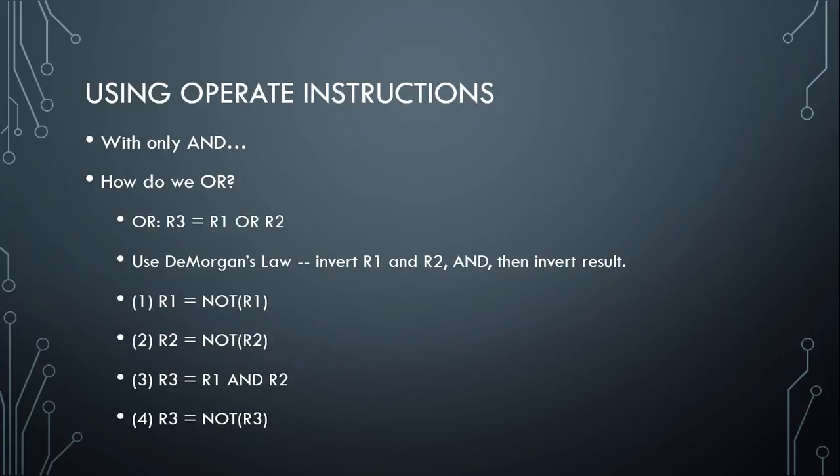invert the results. So we start off by first saying that R1 is equal to NOT of R1. R2 is equal to the NOT of R2. R3 now is equal to R1 AND R2. So notice we're doing an AND operation. Then we'd say R3 is now equal to the NOT of R3. So notice we're storing it back into R3.